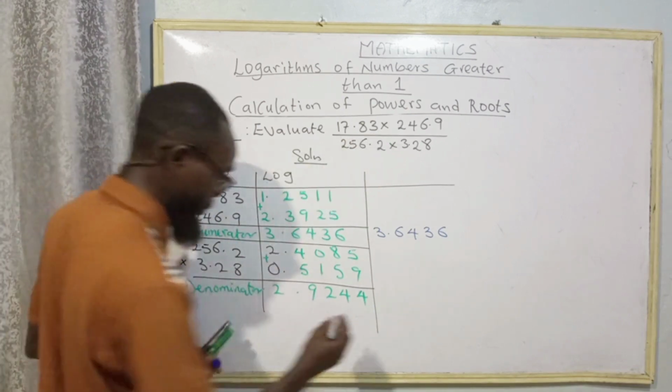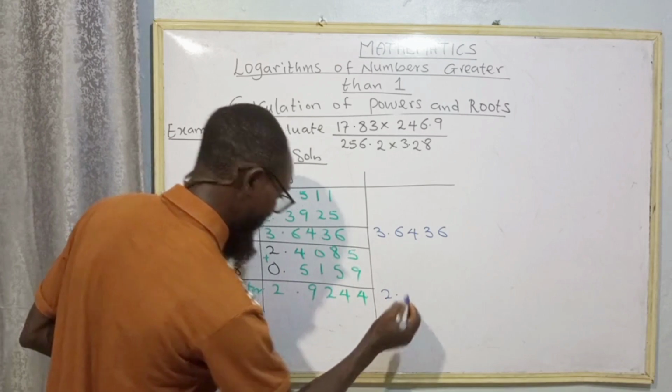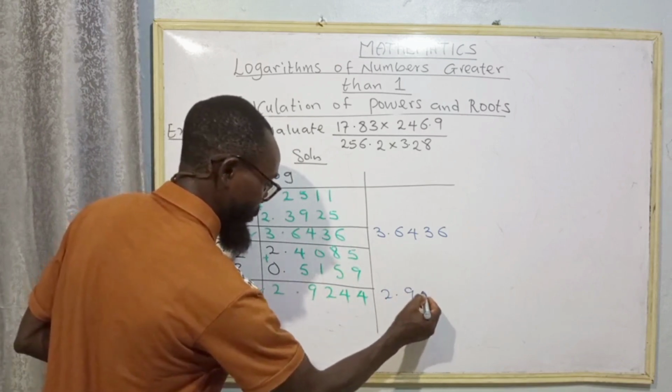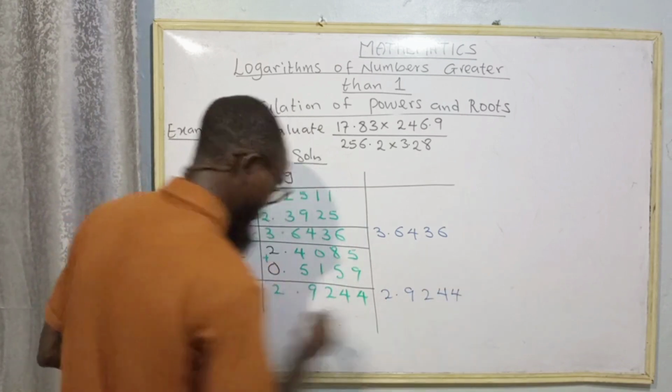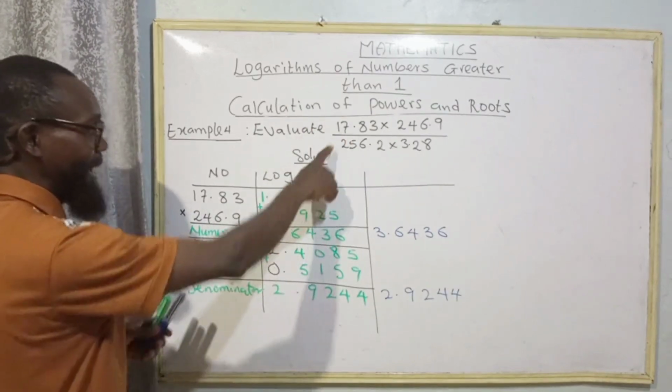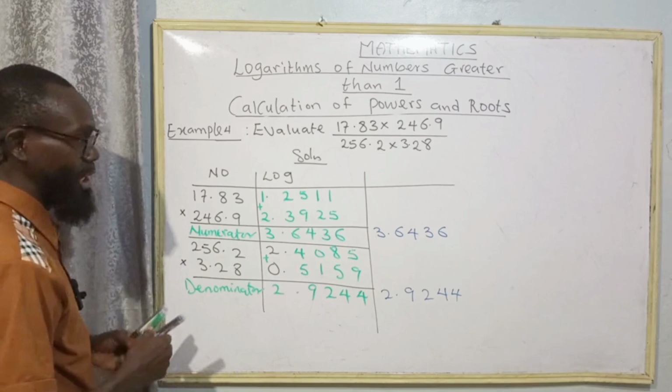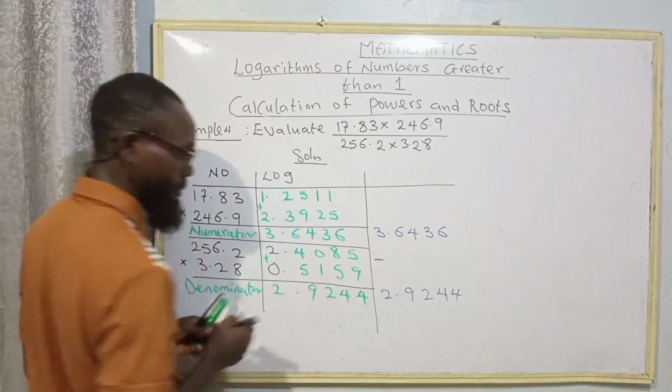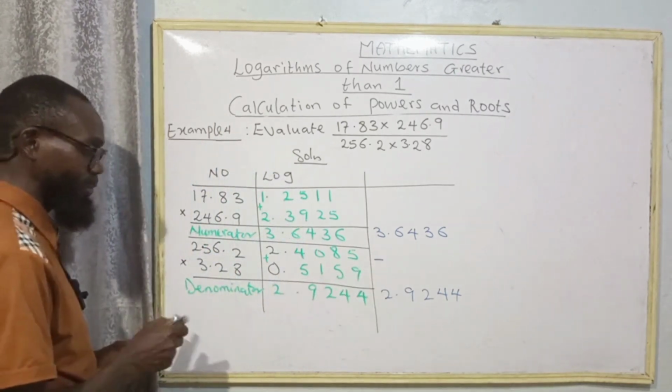We have 2.9244. Now, if we look at the numerator and denominator, they are separated by division. So this division changes to what? Subtraction. Then we have to subtract.